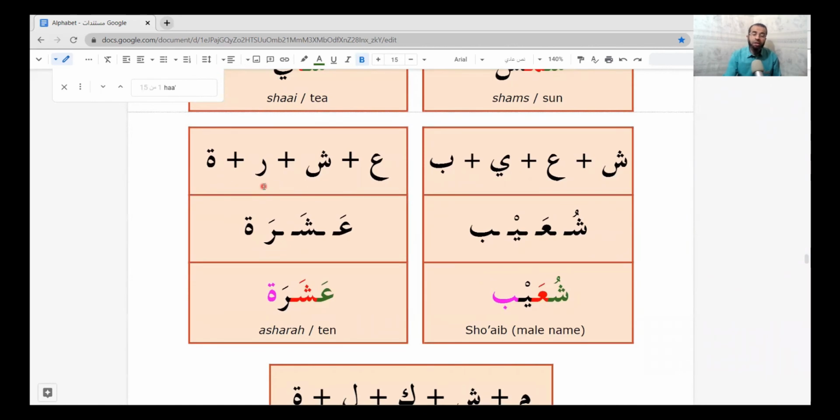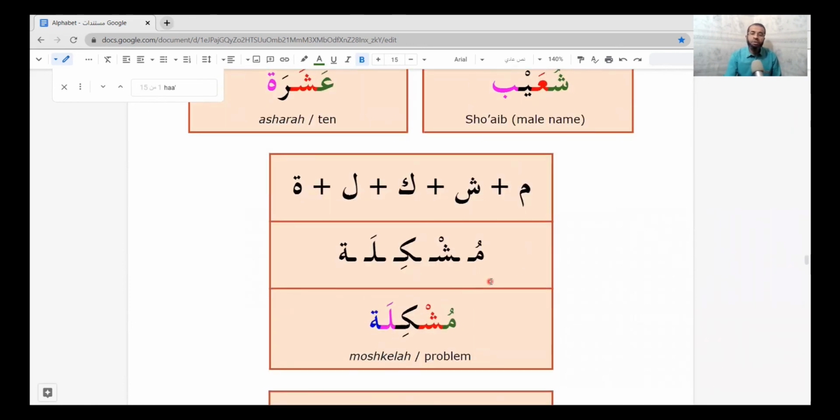And this. عين شين را and تاء مربوطة. عين has فتحة, sheen, and also ra. So we say ع شا را and then ه. عشرة. 10.